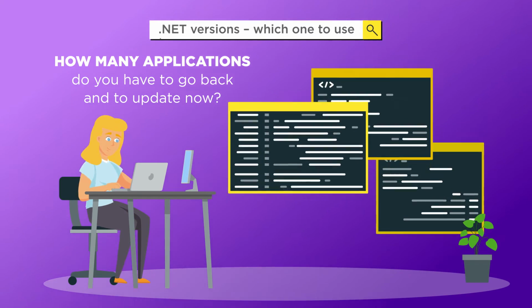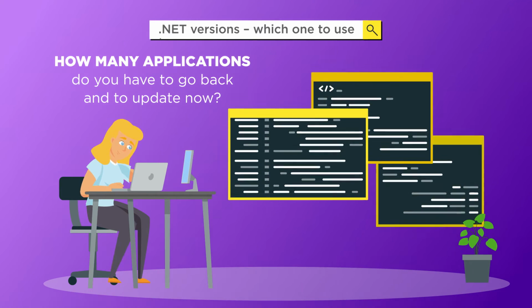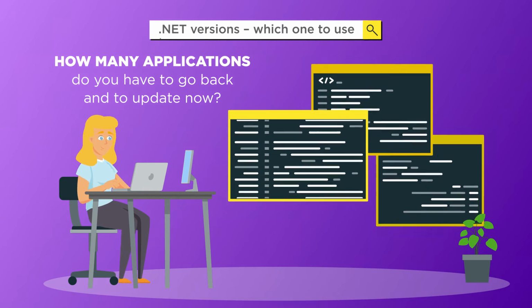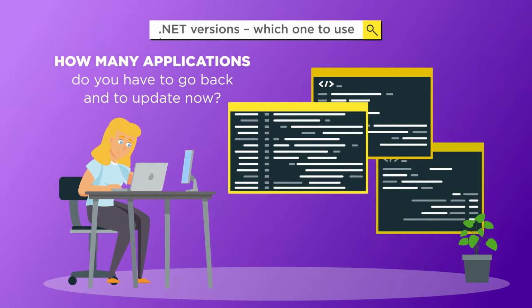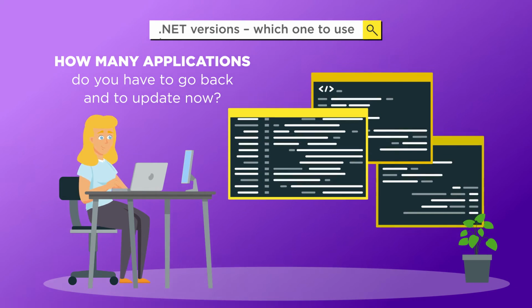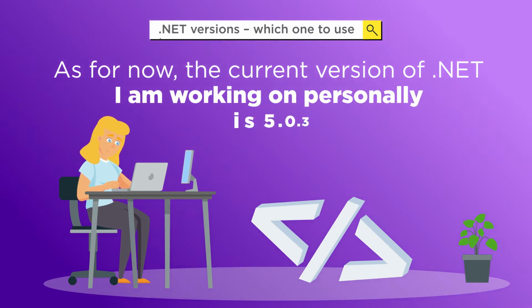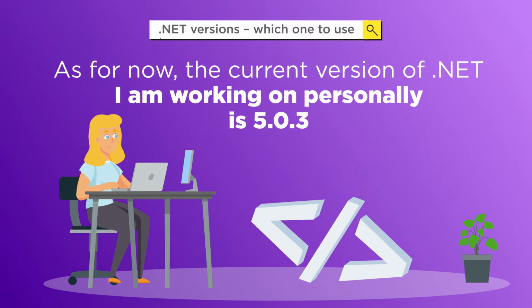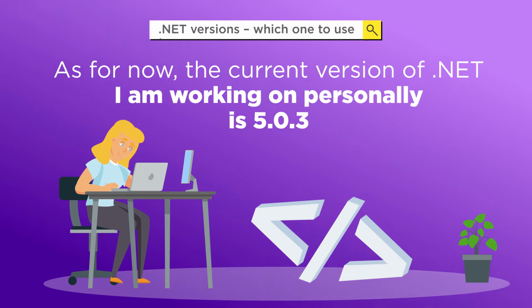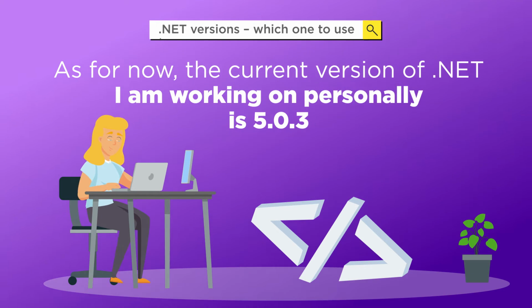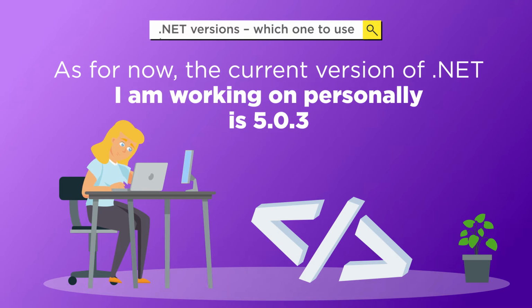There are two things that developers hate. One of them is unnecessary change. It is even crazy to think about keeping several applications on several servers up to date with the newest .NET release. As for now, the current version of .NET I'm working on personally is 5.0.3. It is stable and a lot of companies rely on it, and there is no urgent need to update to the newest .NET version. That is the major reason why we will use this version of .NET for our video lessons.